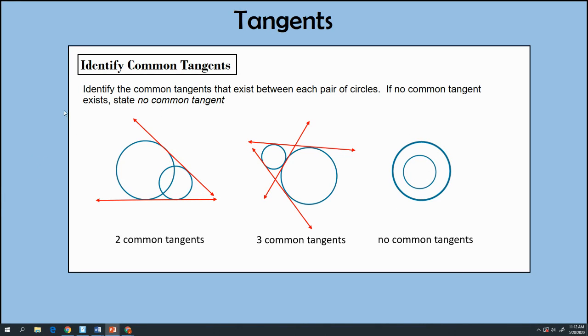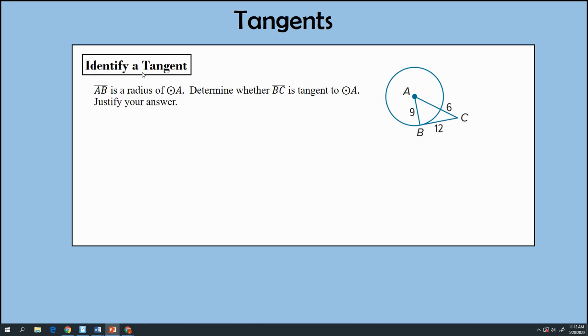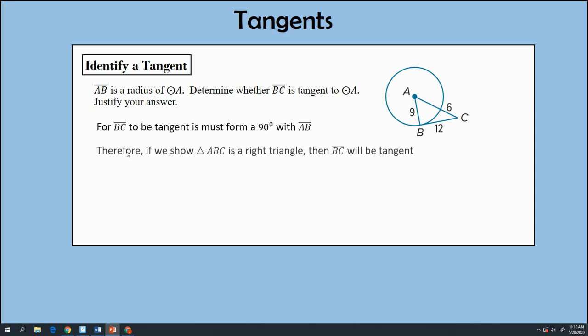All right, that's a little bit about common tangents. Next thing we'll do is get into using our theorem, and this is the most basic application of it. What it's telling us here is that AB is a radius of the circle. We're supposed to figure out, is BC tangent to this circle? If BC is going to be tangent to the circle, then it's got to form a 90-degree angle. CBA has got to be a 90-degree angle because a tangent line always has to be perpendicular, which means 90 degrees, to a radius at the point of tangency.